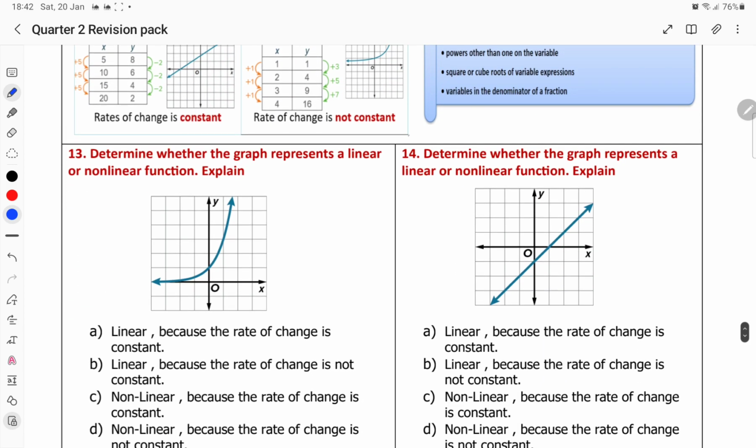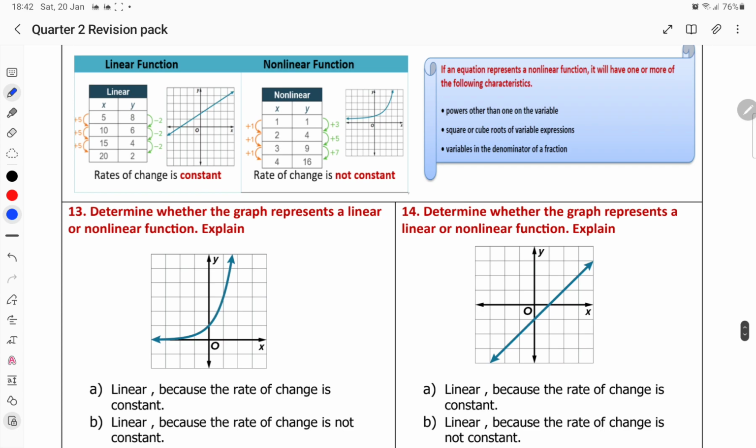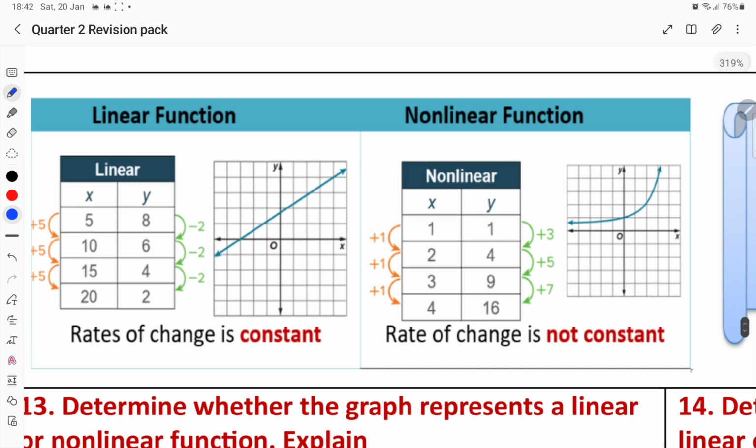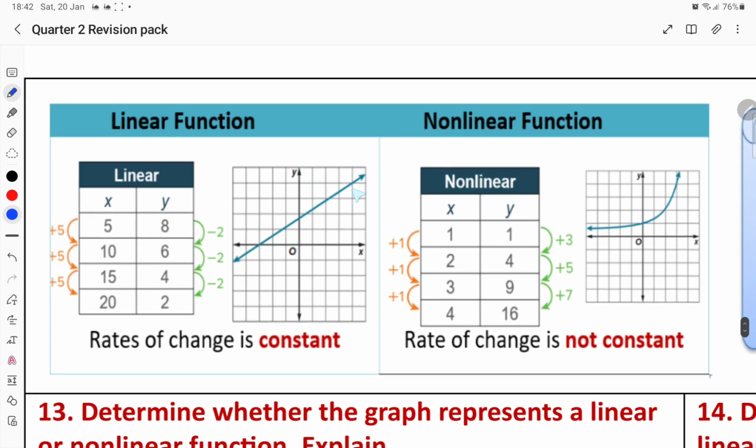Very good. Determine whether the graph represents a linear or non-linear function and explain. To know from a table whether it's a linear or non-linear function, we look at the change in the y over the change in x. Look, this one is a linear function. This one is not a linear function because it's not a straight line.